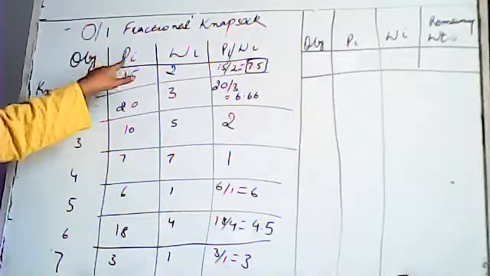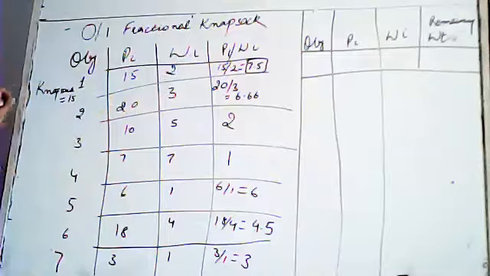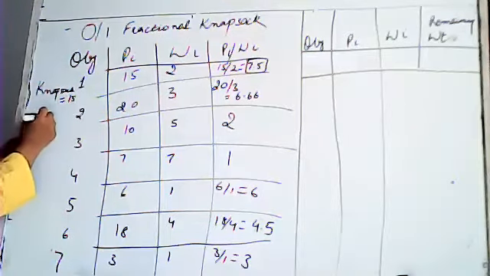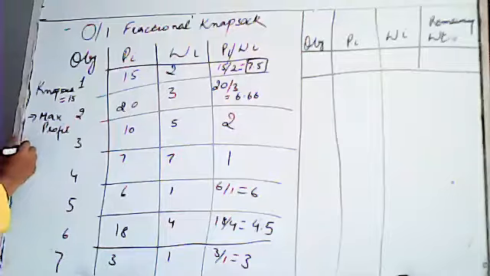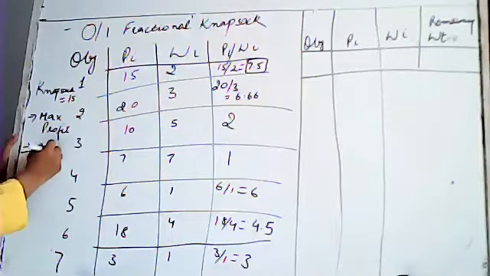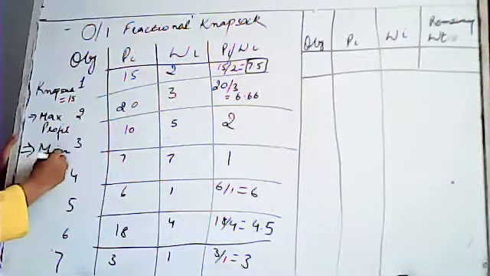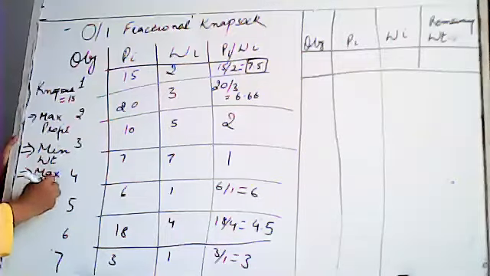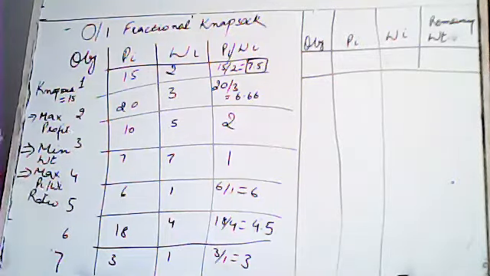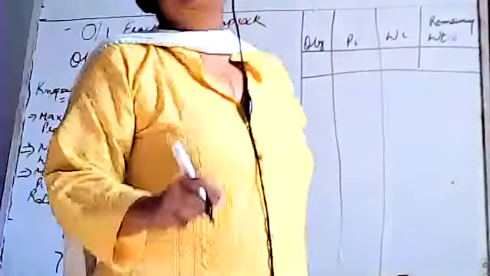How many columns are there? 1, 2, and 3. So the first scenario would be maximum profit. Second would be minimum weight. Third is maximum Pi by Wi ratio. So 3 scenarios we will be doing.